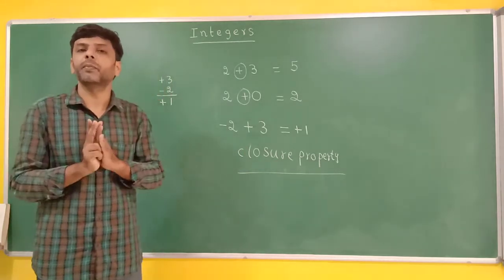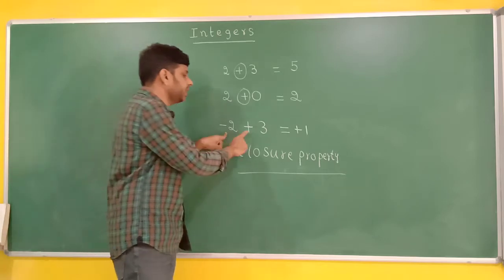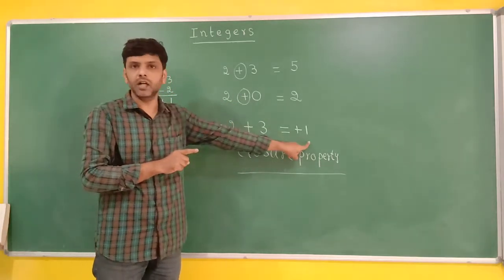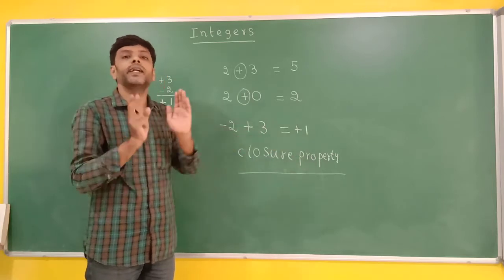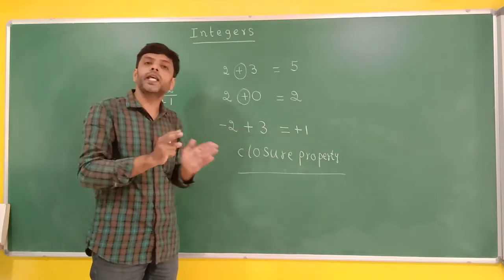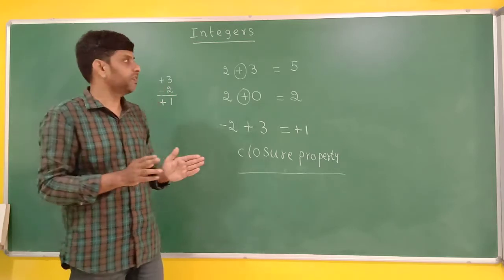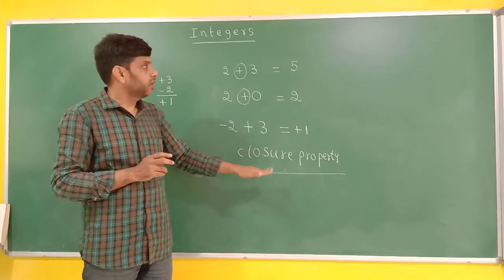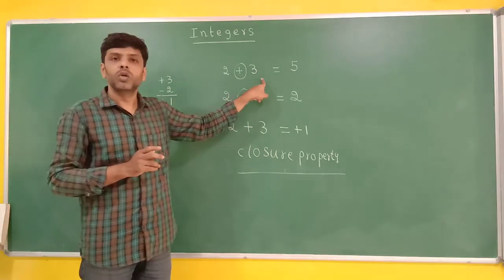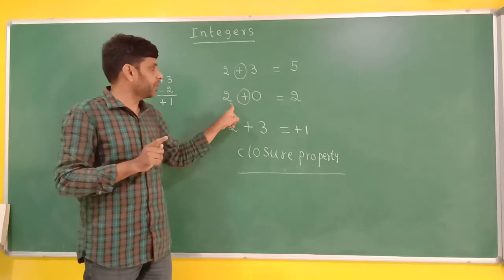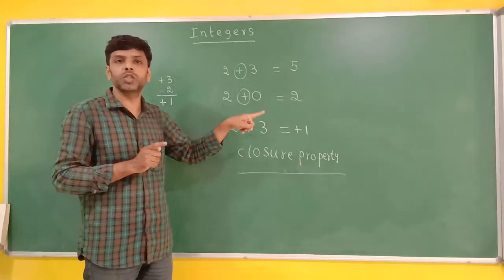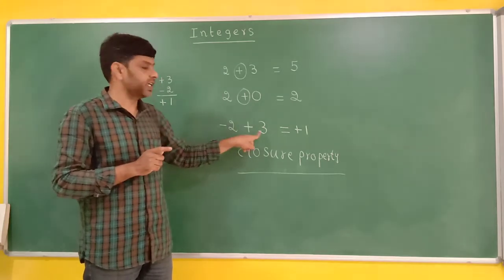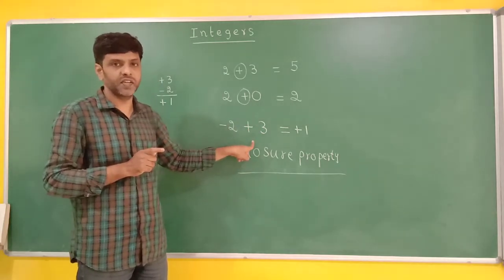What is the meaning of this property? The meaning is, when two integers are added, we should get an integer. Are we getting an integer or not? We are getting an integer. So we can tell that closure property is true for integers. Closure property is true for natural numbers also, for addition. Closure property is true for whole numbers also, for addition. Closure property is true for integers also, for addition. Understood the first property?